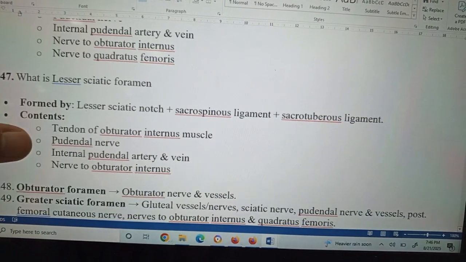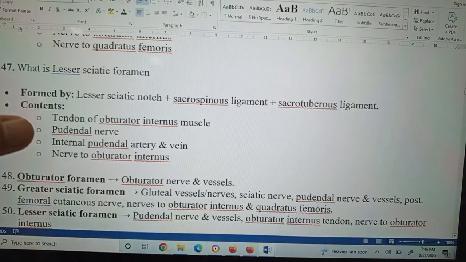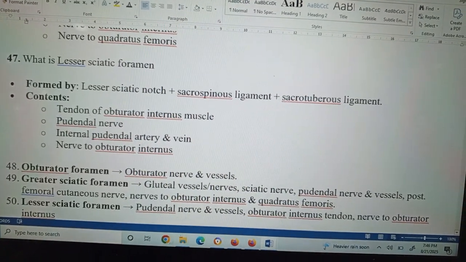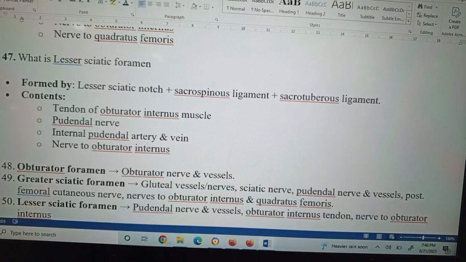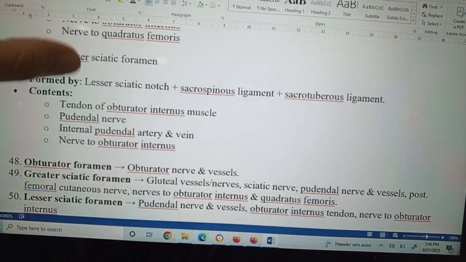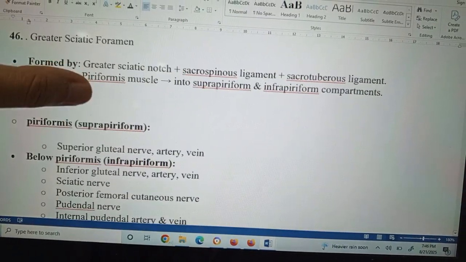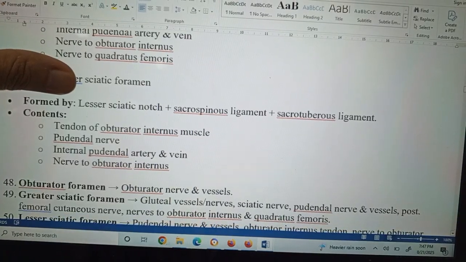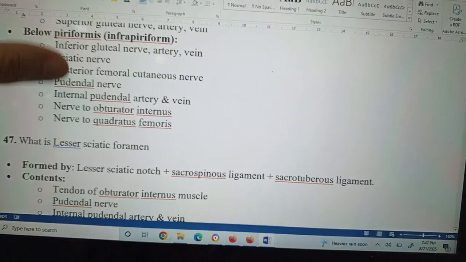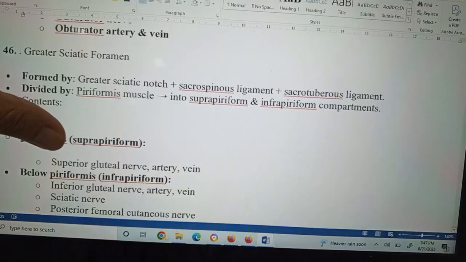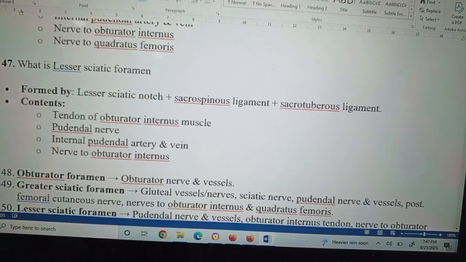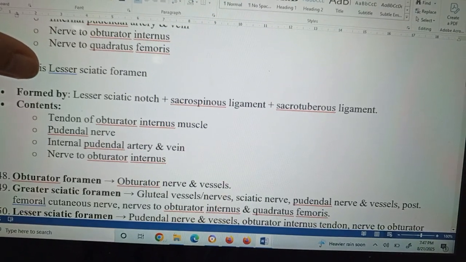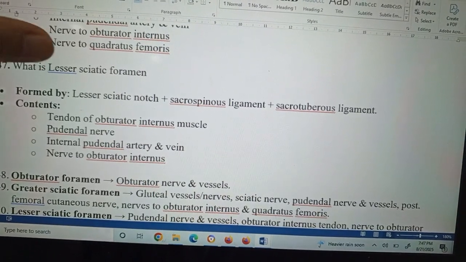Okay, similarly for the lesser sciatic foramen, you must know it; it can be asked from the osteology point of view. It is very important. It is formed by the lesser sciatic notch, sacrospinous ligament and sacrotuberous ligament. You can see here that both the sacrospinous and sacrotuberous ligaments are forming it, but the difference is that one is formed by the greater sciatic notch and the other by the lesser sciatic notch. The contents of the lesser sciatic foramen are the tendon of obturator internus muscle, pudendal nerve, internal pudendal artery and vein, and nerve to obturator internus.